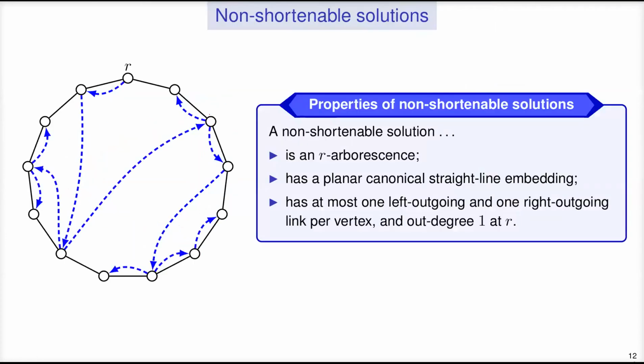We call these solutions non-shortenable solutions, and they have the following properties. First, it's an R arborescence. Also, it has a planar canonical straight line embedding. This means that if you draw the circle in the obvious convex way as shown here, you can draw the directed links as straight lines, and there will be a planar graph together with the circle. Moreover, for every vertex, you have at most 2 outgoing links. And if you have 2 outgoing links, one will be left outgoing and one will be right outgoing.